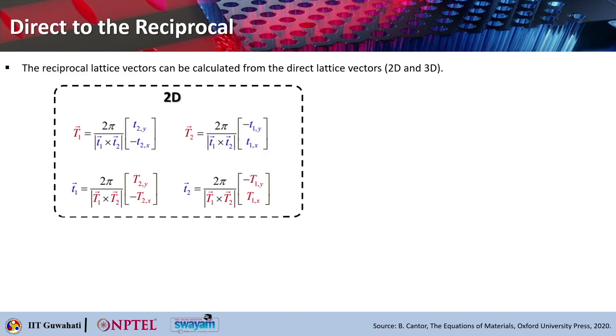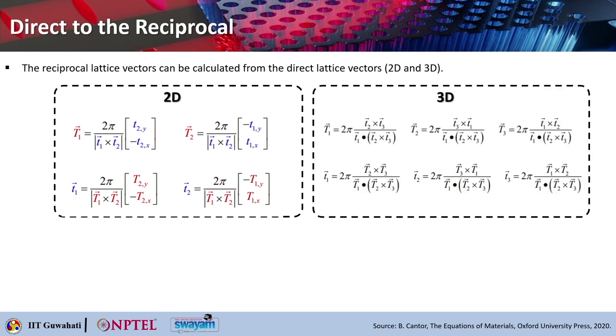Okay? The blue ones tell you about the direct lattice vectors. This is in 2D, which means you have only two vectors, T1 and T2. If you know small T1 and T2, you can find capital T1 and capital T2. And the other way, if you know capital T1 and capital T2, you can find small T1 and small T2. These are just different notations. Other than using A, B and C, you can also use T1, T2.